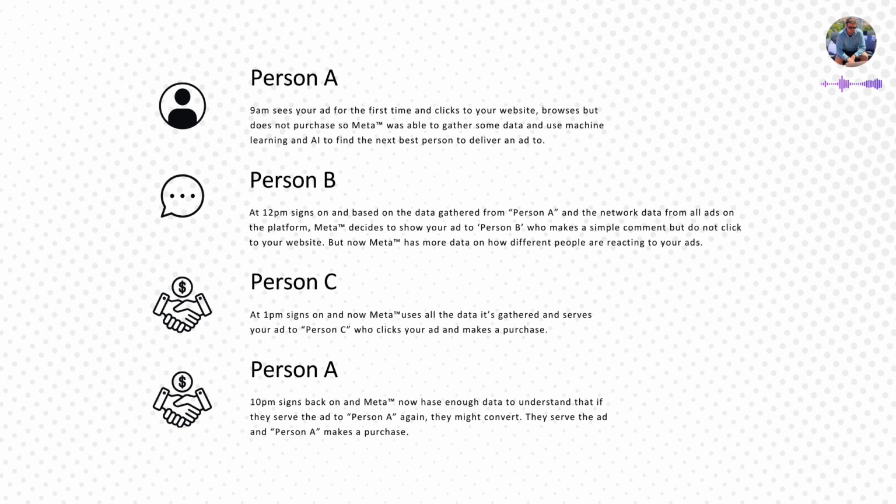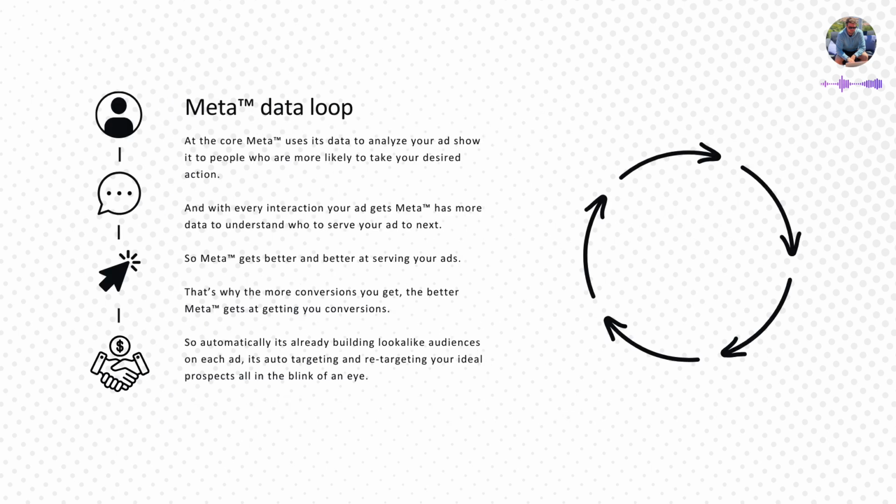And then person A arrives back online around 10 p.m. And now Meta has enough data to understand that if they serve the ad to person A again, they might actually convert. So they serve the ad and then person A ends up making a purchase. Now again, this is the Meta data loop. At the core, Meta uses its data to analyze your ad and show it to people who are most likely to take your desired action. And with every interaction your ad gets, Meta has more data to understand who to serve your ad to next.